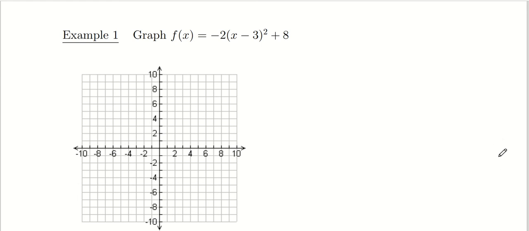Let's take a look at example 1. We are asked to graph f of x equals negative 2 times the quantity x minus 3 squared plus 8. In order to graph this, let's first notice that the coefficient a is negative 2, which is less than 0, so that implies that this is going to open down.